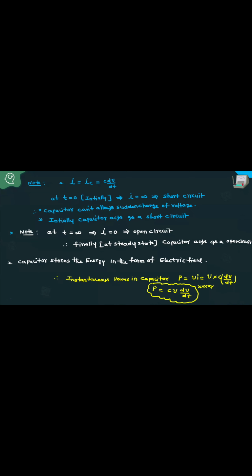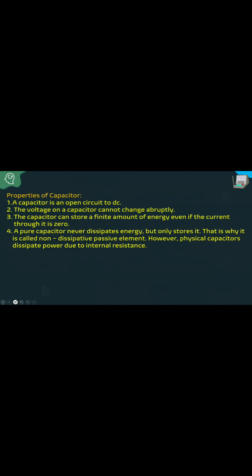Once you know the power, how do you calculate the energy stored by the capacitor? I am doing the calculation. What is the energy stored by the capacitor? I am writing it clearly. The energy stored by the capacitor, E or W you have to use, E equal to integral P dt.